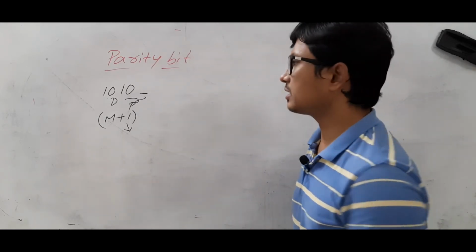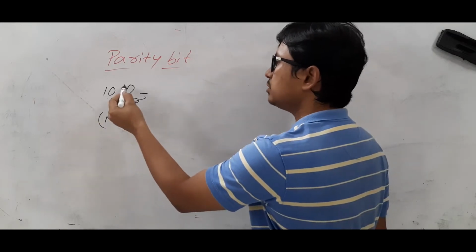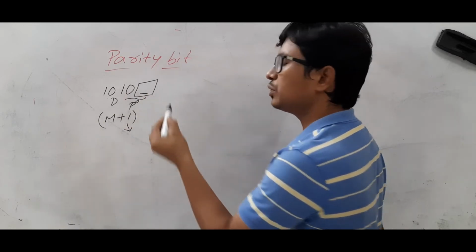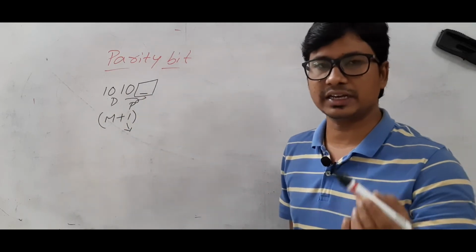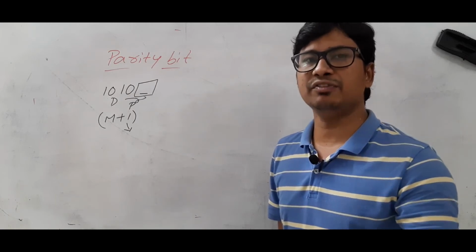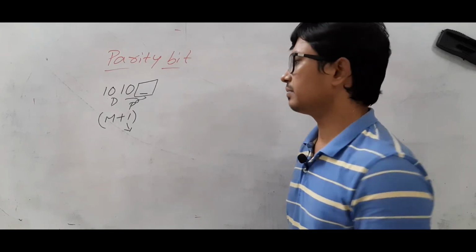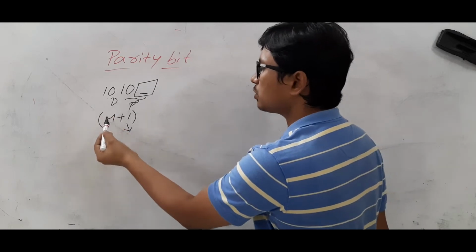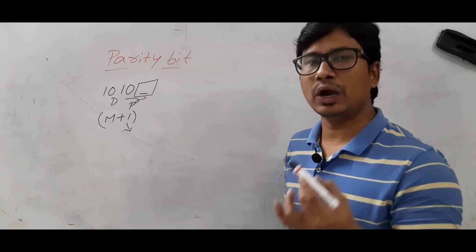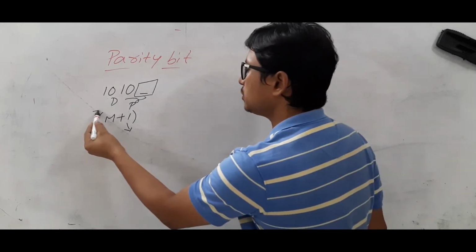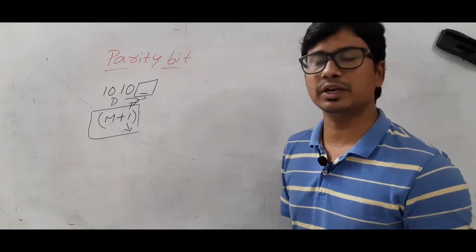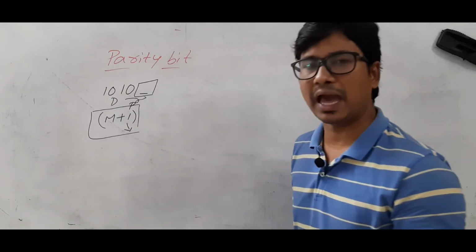Are you able to understand? The sender wants to send 1010. Then we will add one parity bit to detect the error. Whether there is an error or not, the parity bit will be useful for you to identify or detect the error. Now the sender wants to send m bits of data and he has to add 1 bit for the parity, and he needs to send m plus 1 bits. That is all you should remember, because this 1 bit is a parity bit.